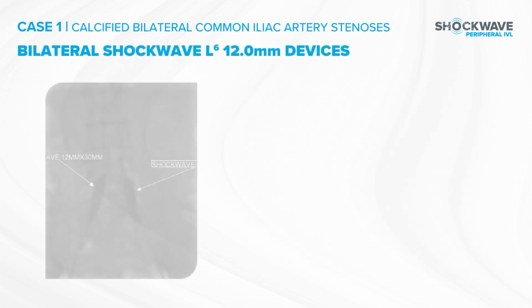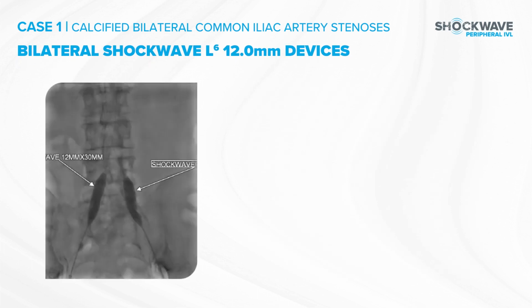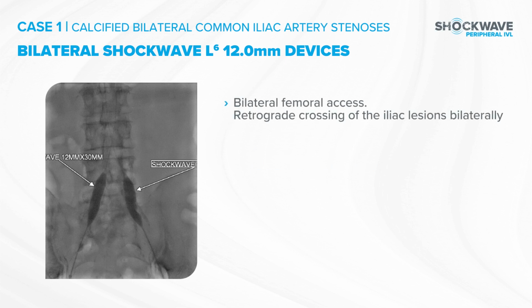So he was brought to the operating room for endovascular intervention with a plan to treat his common iliac artery disease with intravascular lithotripsy. Bilateral femoral access was achieved. We did achieve retrograde crossing of the iliac lesions quite easily bilaterally. Again, the size of the shockwave balloon was determined based off the pre-op CT angiogram measurements. If you recall, the common iliac artery diameters were 11 millimeters bilaterally.